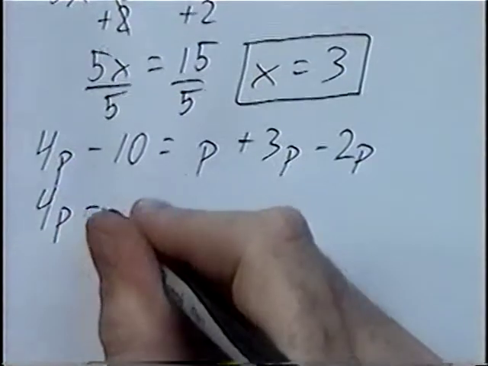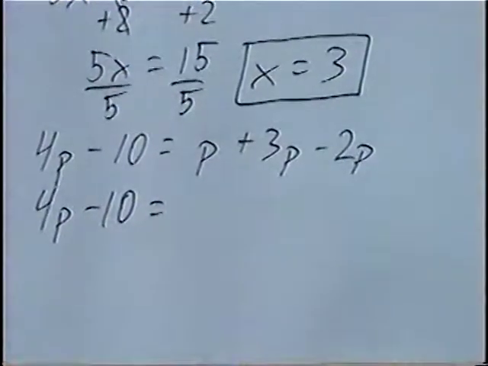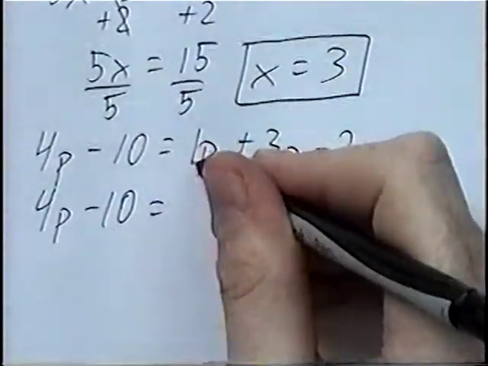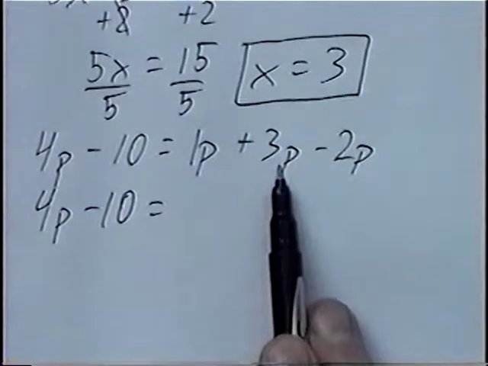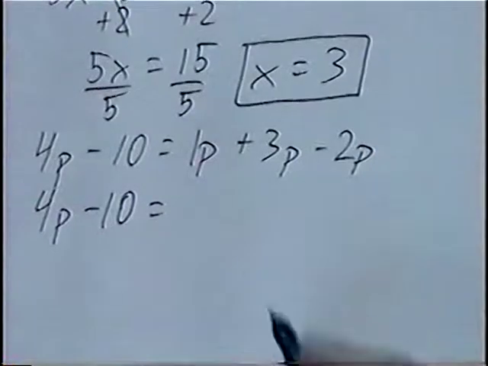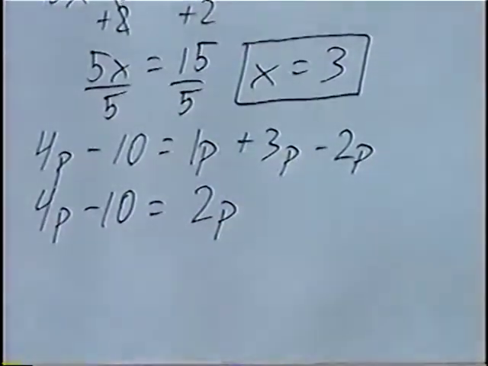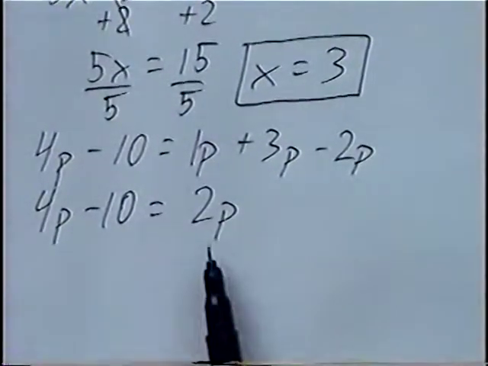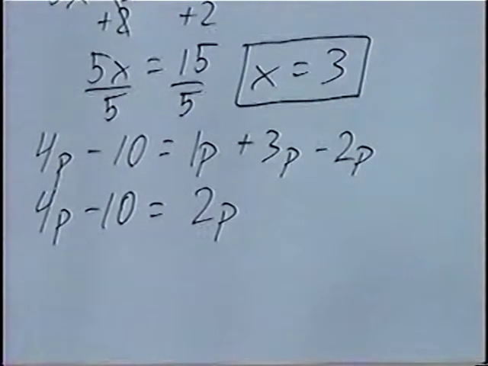So the 4p minus 10 would stay the same. And the p, which we can make a 1p if you want. 1p plus 3p would be 4p. And 4p minus 2p would be 2p. So combining like terms, we have 2p on the right hand side.